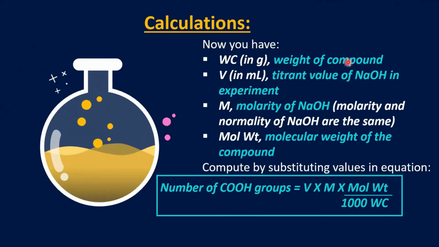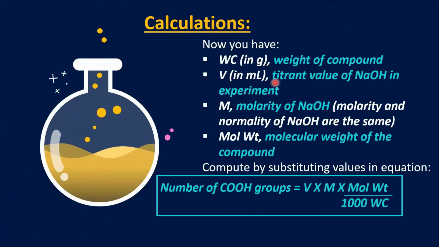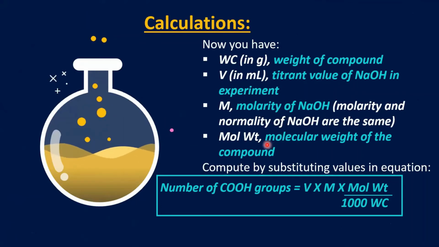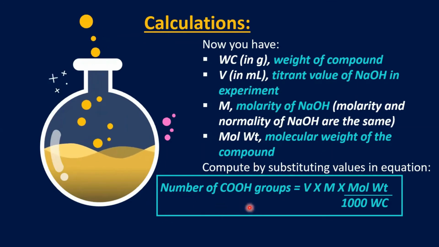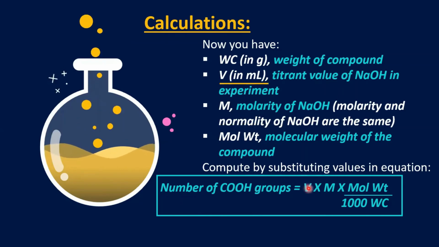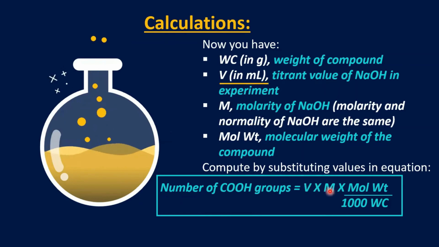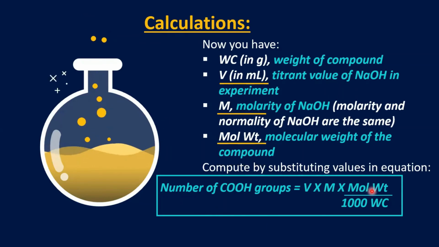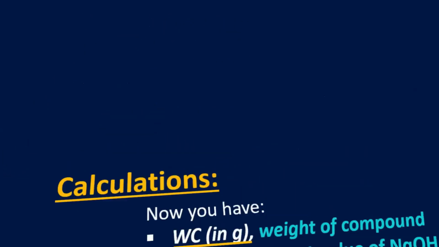You have this data. You have the weight of the compound. You also know the volume of the NaOH taken and the molarity of the NaOH, as well as the molecular weight of the compound. By putting the values in the equation, you can determine the number of COOH groups. Here V represents the volume of the NaOH taken as a titrant, while M is the molarity of the NaOH, and this is the molecular weight of the compound divided by 1000 along with the weight of the compound.